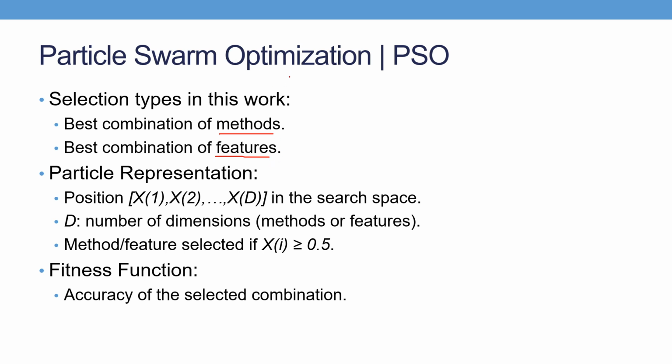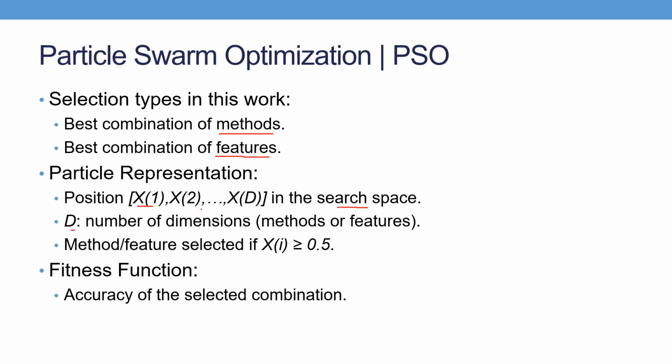How do we select? We consider each method or feature as a position x in the search space. D is the number of dimensions, which could be methods or features. And particle swarm will be executed.